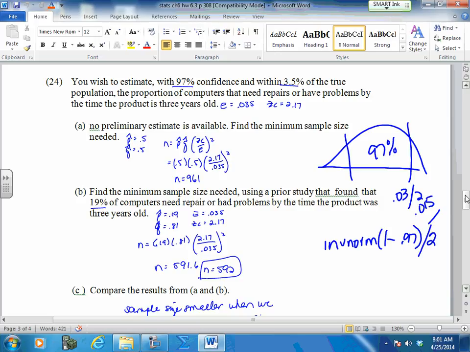And then they had you compare it if you knew that 19% had problems, and then you could do your q-hat. So you can see again that your sample size is a lot smaller. Sometimes it's close, depending on what your p-hat and your q-hat turn out to be. If it's closer to the 50-50, you're going to get closer to your sample size. Questions?